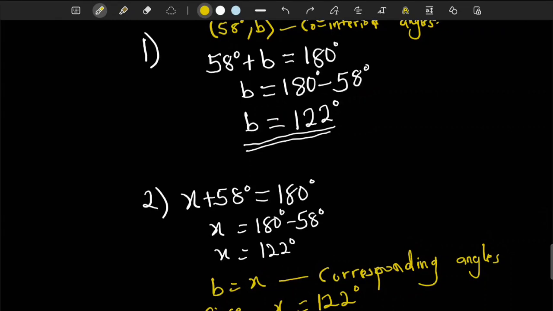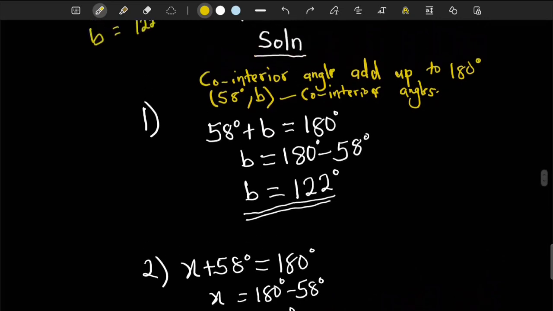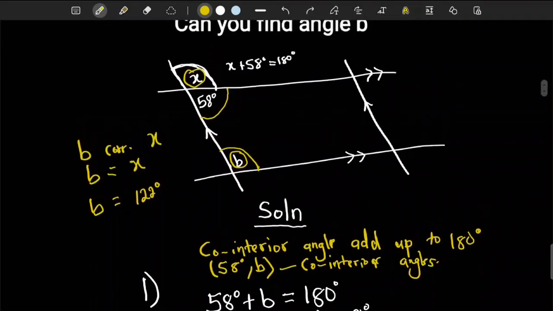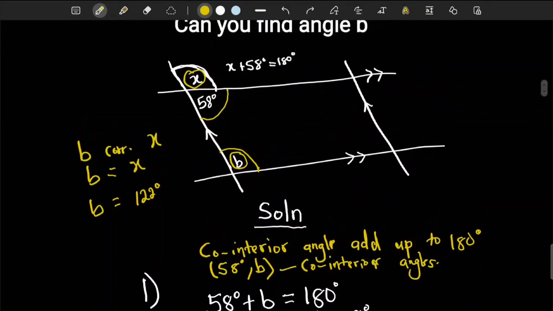In my next lessons, I will show you more about how to find the value of angles in so many different ways.